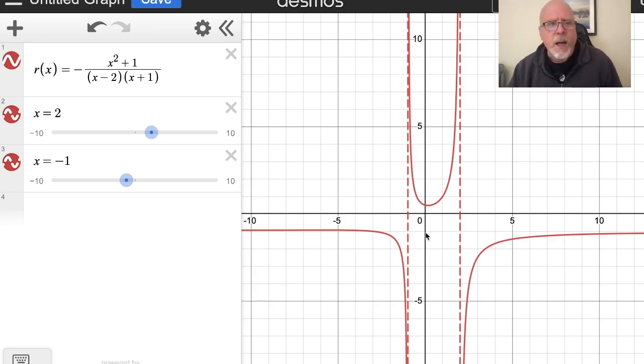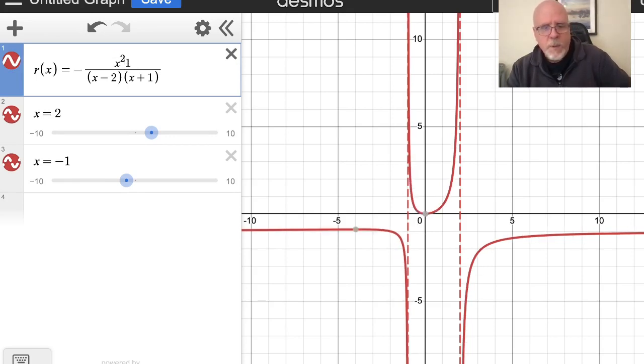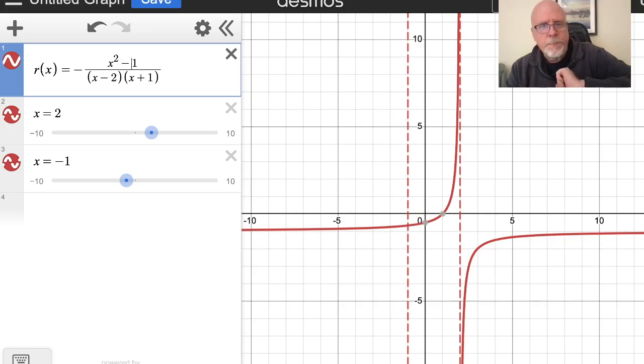There's another kind of thing that can go wrong with such a function, and I want to illustrate that for you by just changing one thing about this fraction. I'm going to turn that plus into a minus. Do you see how my vertical asymptote just disappeared? Well, why did that happen?